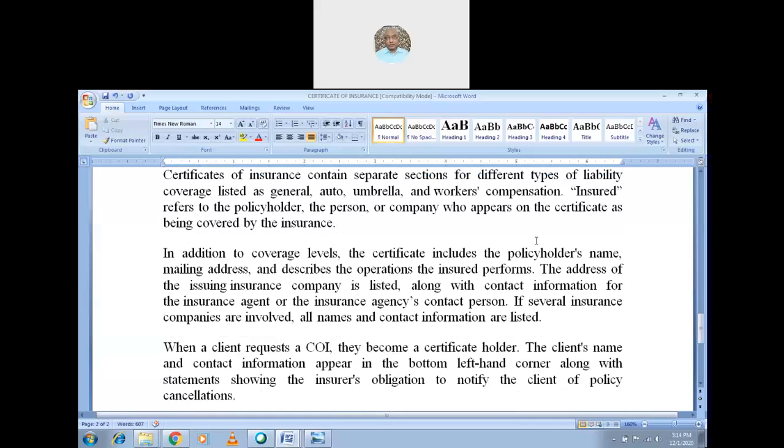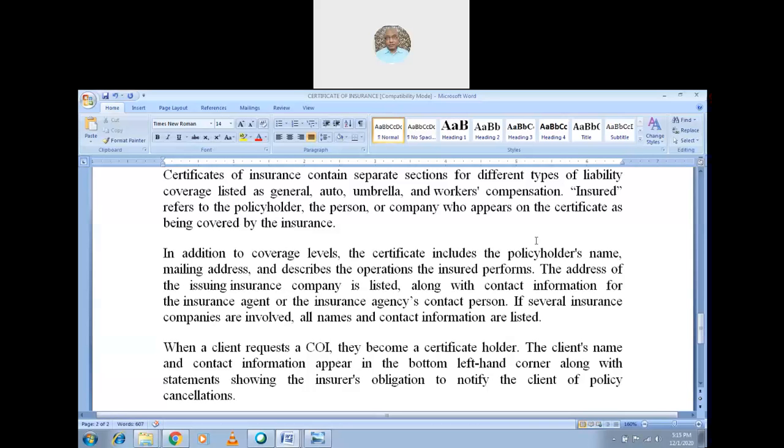In addition to the coverage levels, the limited liability or the full liability, whatever it may be, will be clearly mentioned. If the amount we are going to get is more, the premium is also more. The certificate includes the policyholder's name and mailing address, and describes the operations the insured performs. It should also state whether it is a monthly, yearly, half-yearly or quarterly payment. That is specifically mentioned in the certificate of insurance.